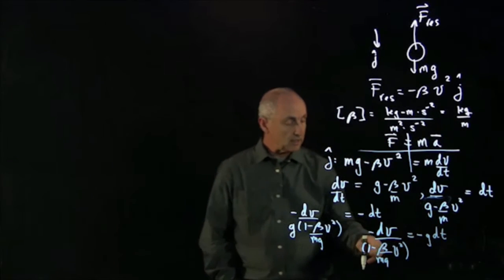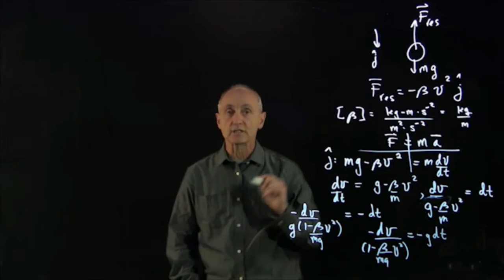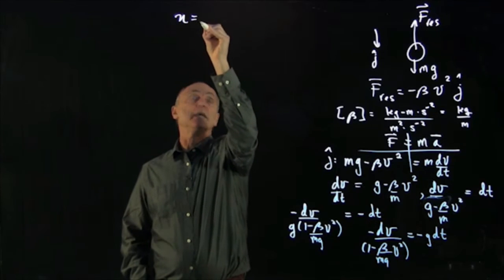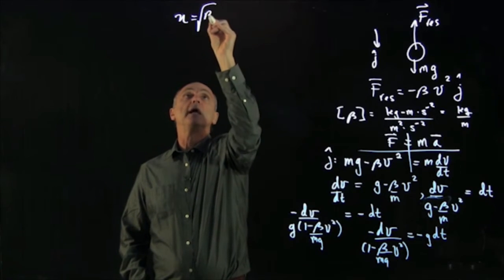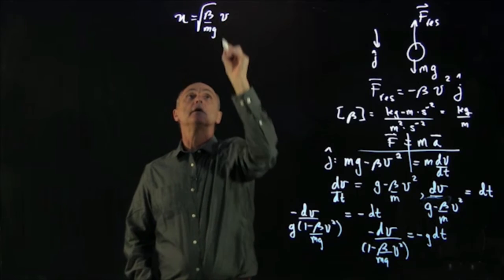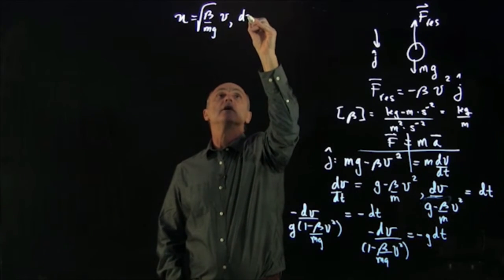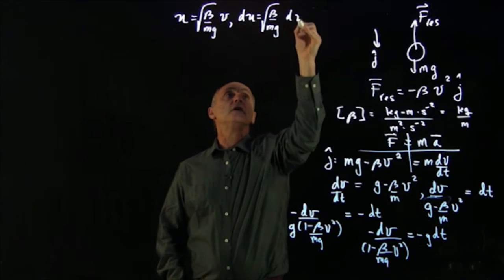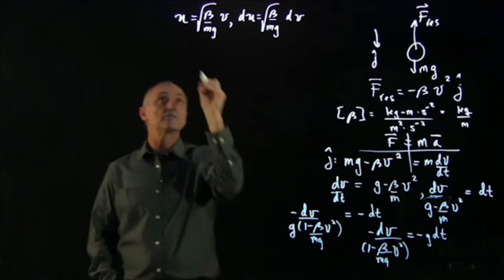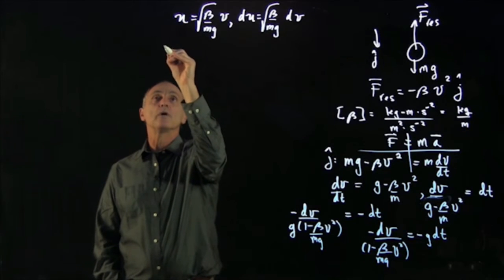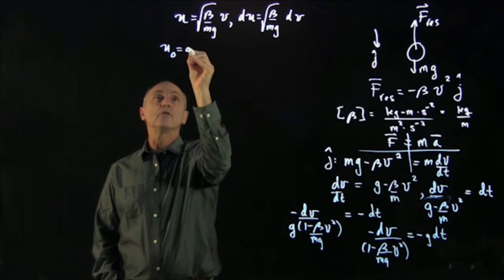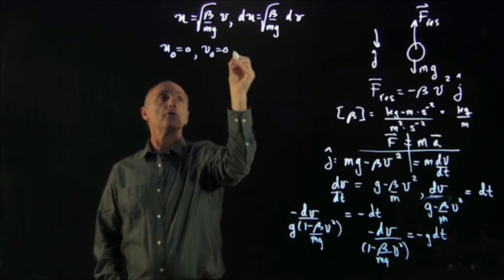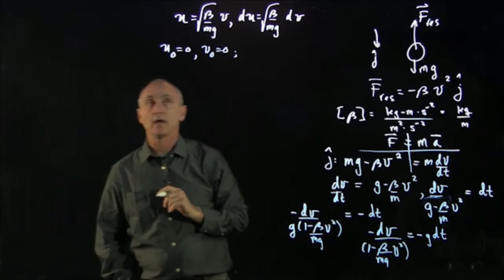Now, the trouble here is this integral is a little bit complicated, so I'd like to make a change of variables. And my change of variables will be u equals the square root of beta over mg times v. And that implies that du is the square root of beta over mg times dv. And the limits, if we start our object at rest, so if v naught equals 0, then u naught equals 0, that's our first limit.